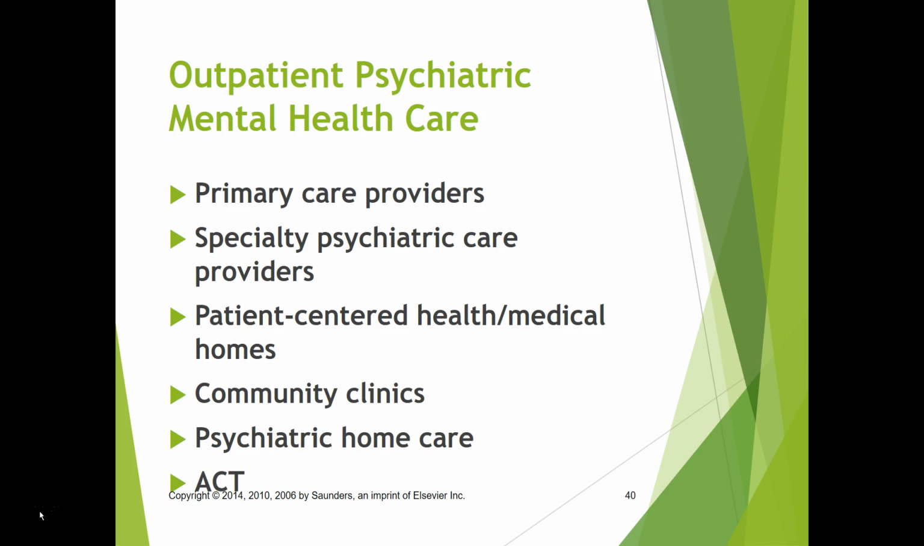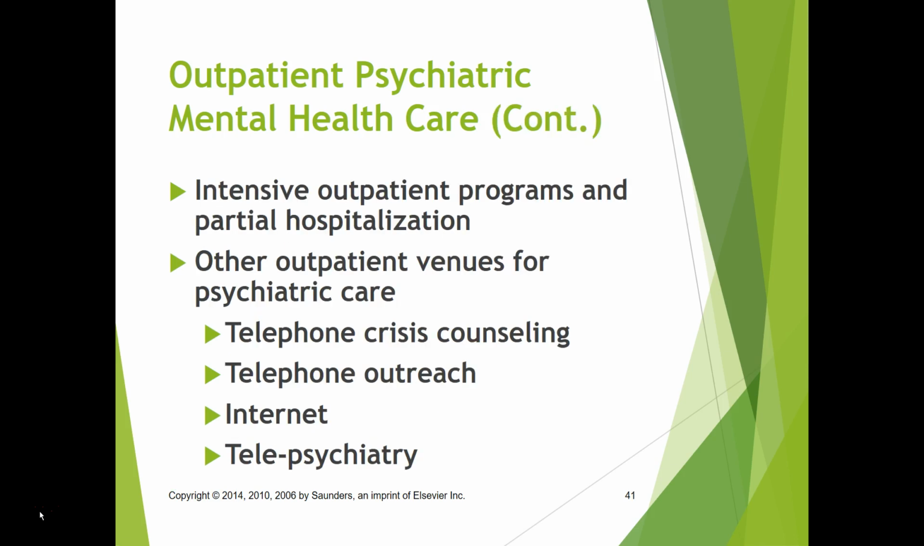provider. So we have patient-centered health medical homes, community clinics, psychiatric home care, which could be provided by visiting nurses, and there's ACT, which is assertive community treatment. So just to know that there are a variety of places that people can receive mental health care. We do have intensive outpatient programs and partial hospitalization.